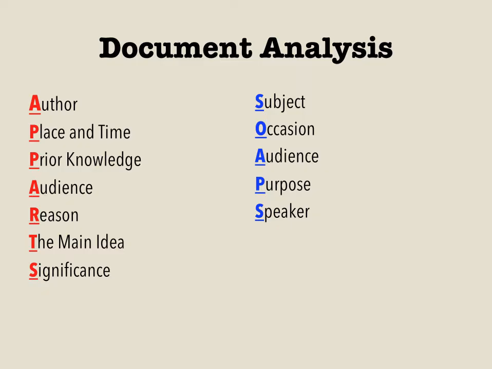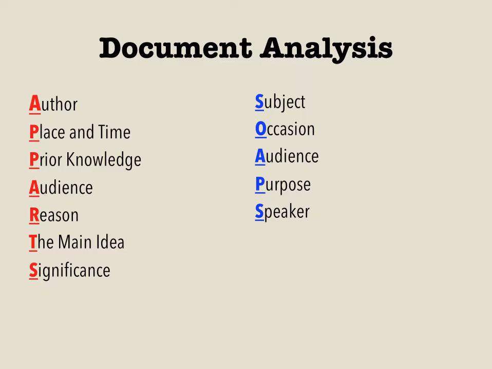Reason is about why the document was written. You may need to guess from the context clues on some of these. The main idea asks you to consider the overall point of the document, and finally, significance asks you to think about the usefulness of the document in light of the question at hand.